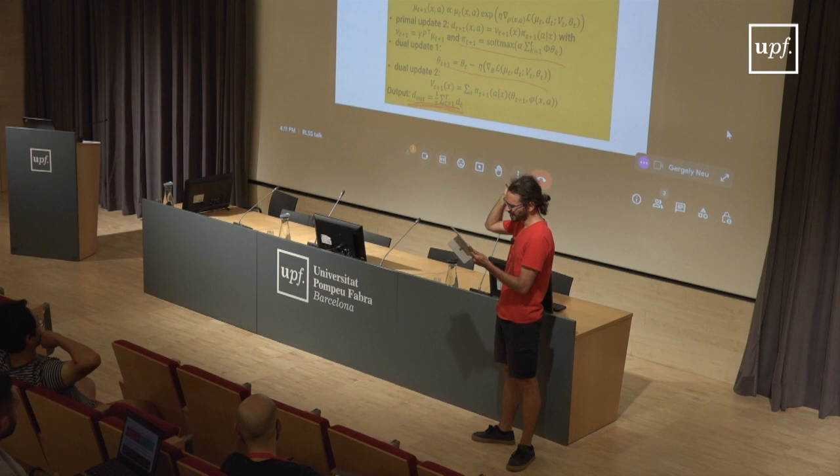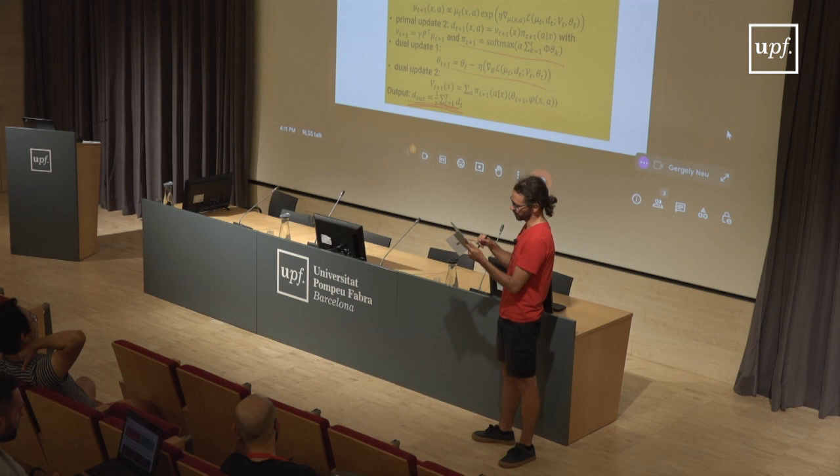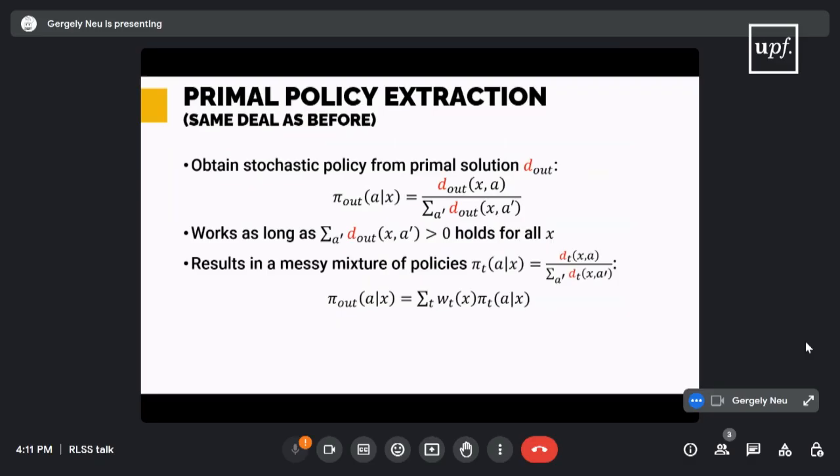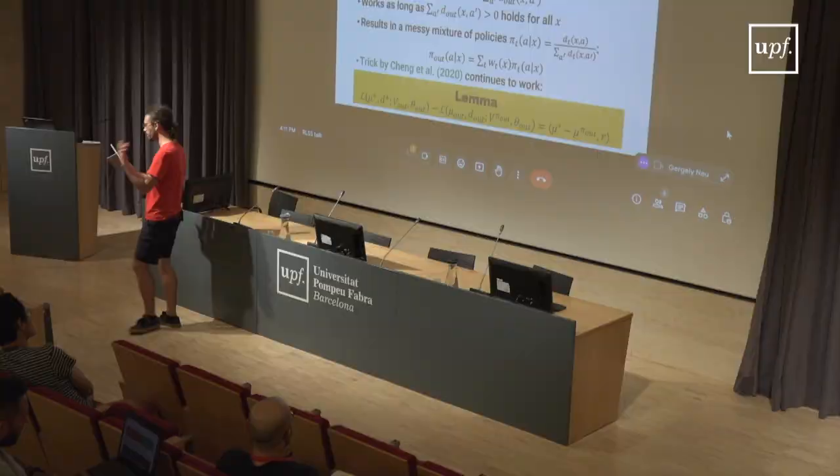I know that I'm going rather fast here, and I don't really have too much time to explain the details. But it can be shown that, again, we can extract the policy from this solution d out using the same procedure as before, by just calculating the conditional distribution of the actions given states. And then it can be shown that this trick by Chang et al. continues to work, and we do get some kind of optimality guarantee for the resulting policy.